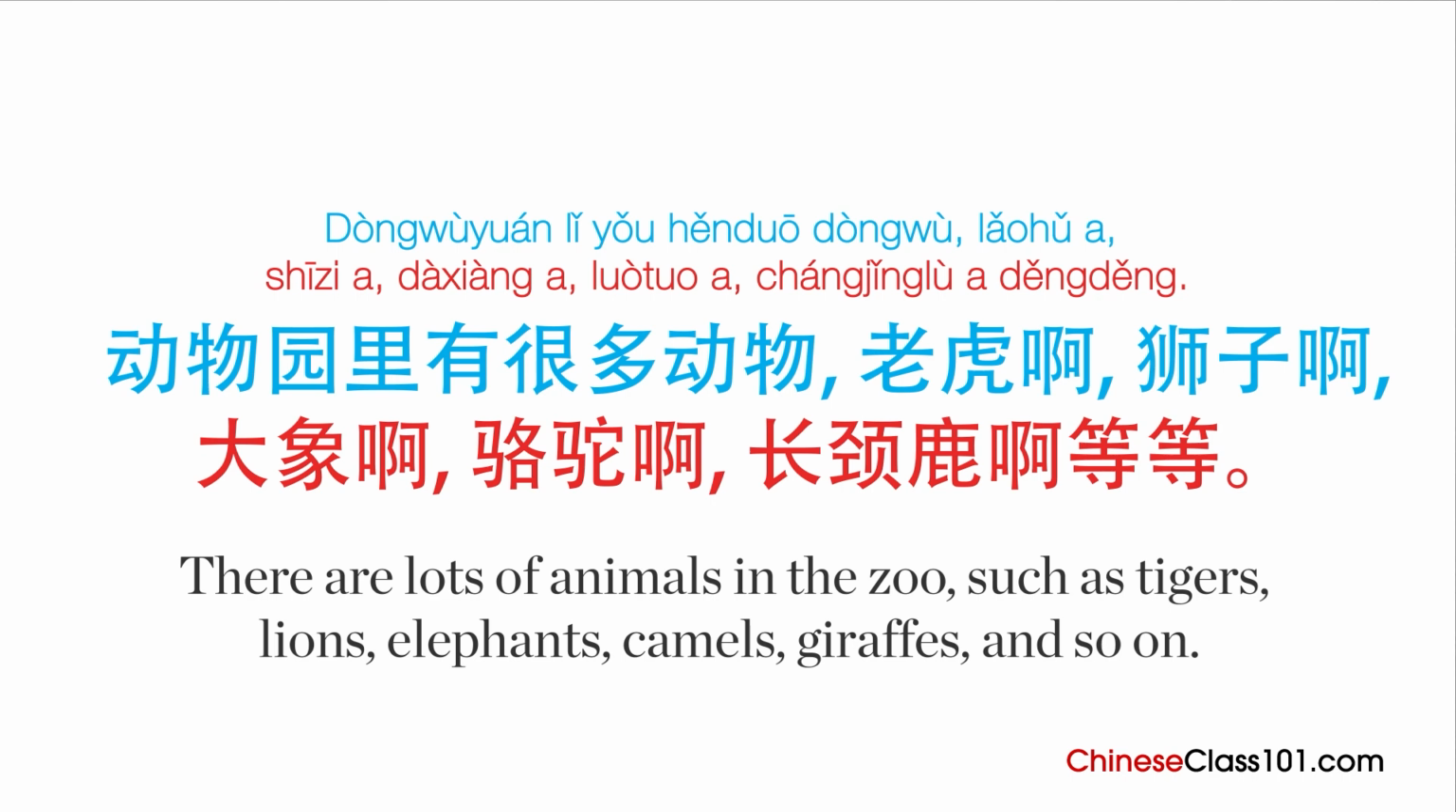动物园里有很多动物。老虎啊狮子啊大象啊骆驼啊长颈鹿啊等等。There are lots of animals in the zoo, such as tigers, lions, elephants, camels, giraffes, and so on. 啊 here is used when listing a series of things in spoken language.